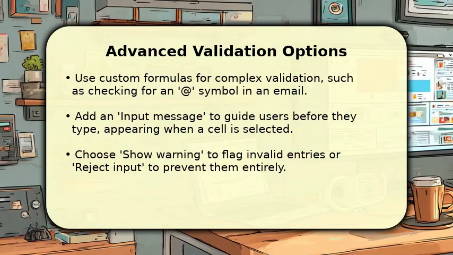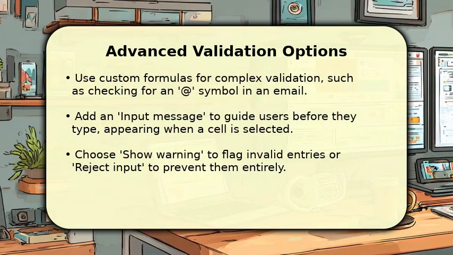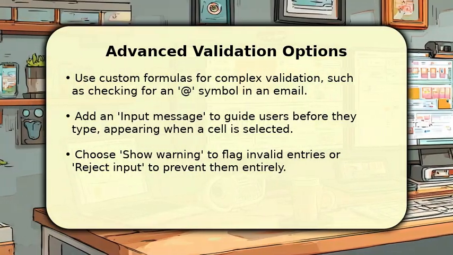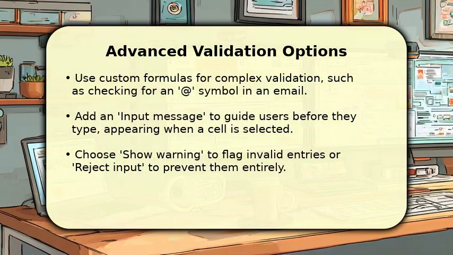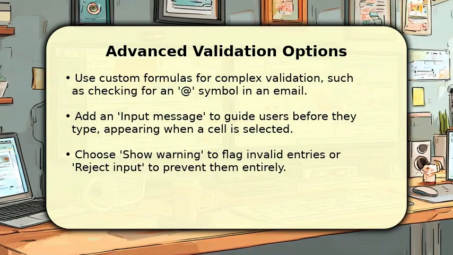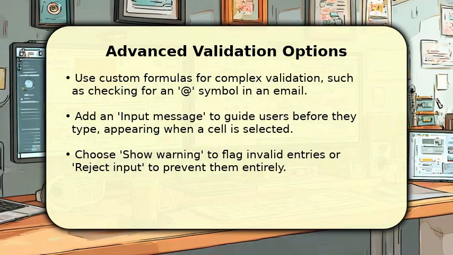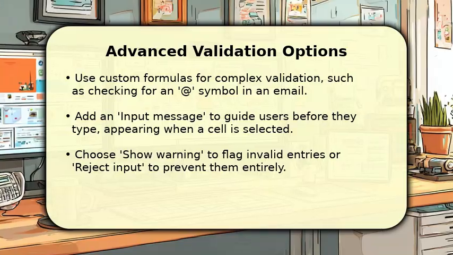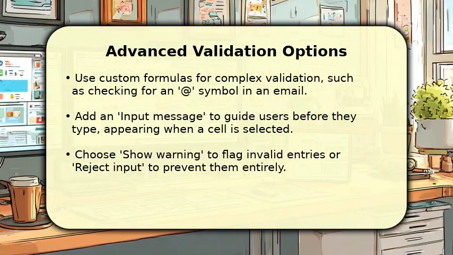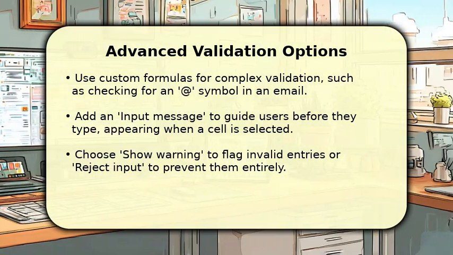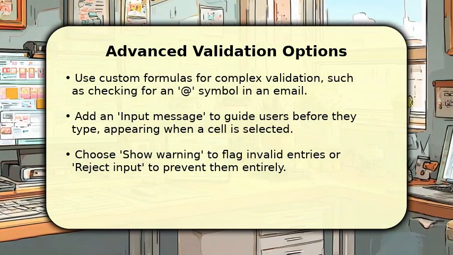Beyond basic rules, you can implement custom formulas for more complex validation, such as ensuring an email address contains an @ symbol. You can also add an input message to guide users before they even type, appearing when a cell is selected. Furthermore, choose your invalid data action. Either show warning to allow invalid entries with a flag or reject input to completely prevent incorrect data from being entered. These options provide greater control.